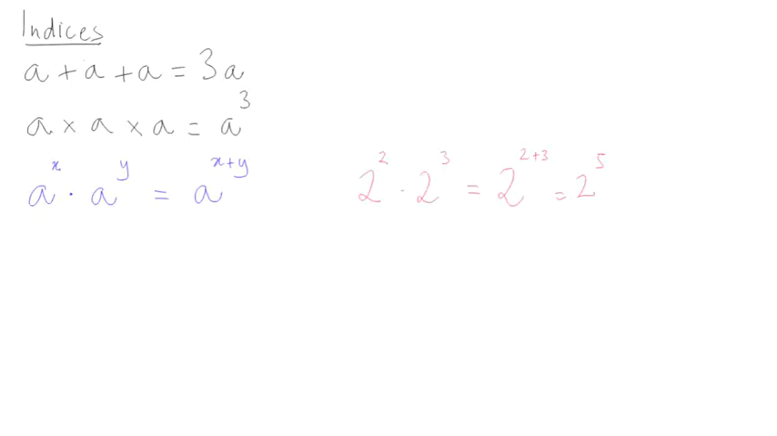Or I could have had x to the power 3 multiplied by x to the power minus 4. Well, that would be x to the 3 add minus 4, which is x to the minus 1.